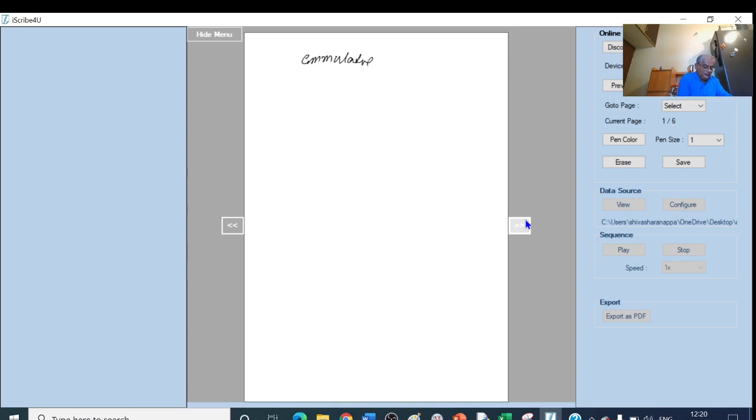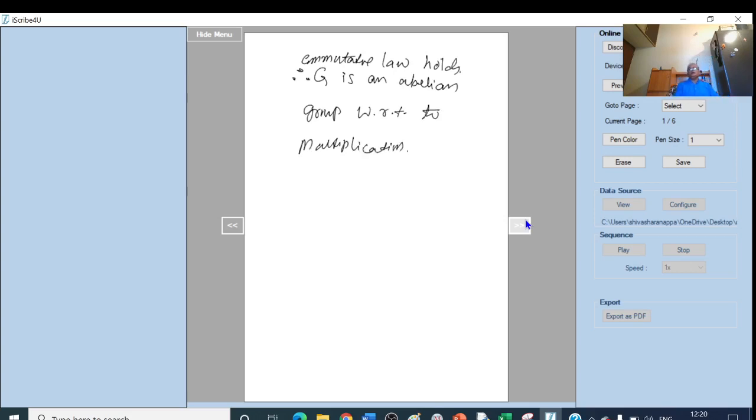Commutative law holds. That is here, all the 5 axioms are satisfied. Therefore, G is an abelian group with respect to multiplication.